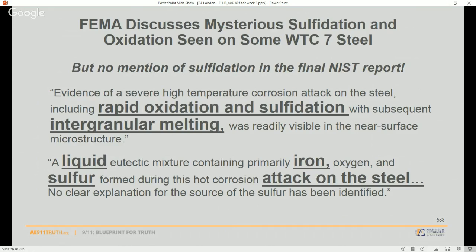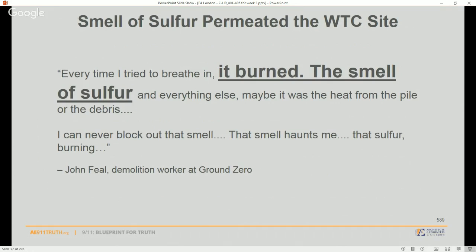They have no explanation for where the sulfur came from. We'll be looking at a plausible explanation in a moment. It burned. The smell of sulfur and everything else. Never block out that smell. It haunts me. That sulfur burning, says this cleanup worker, demolition worker at Ground Zero.